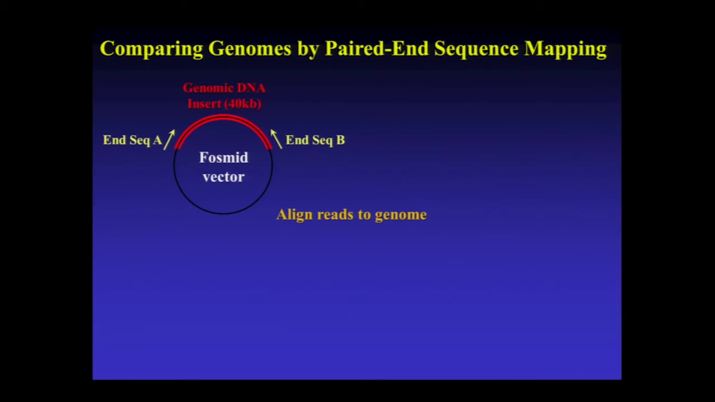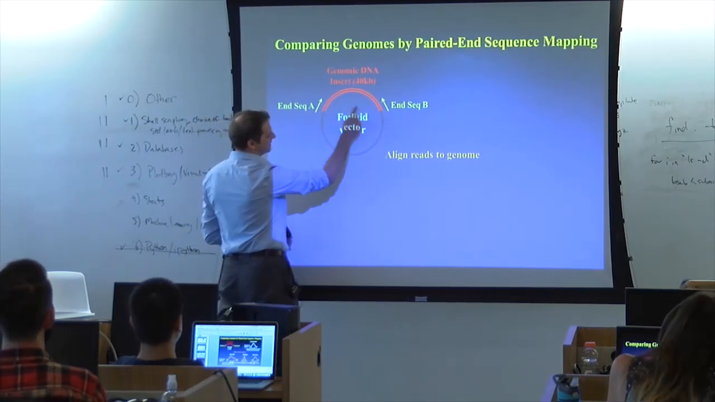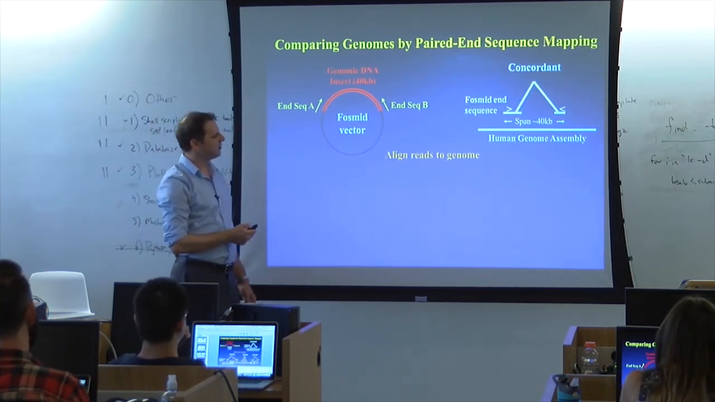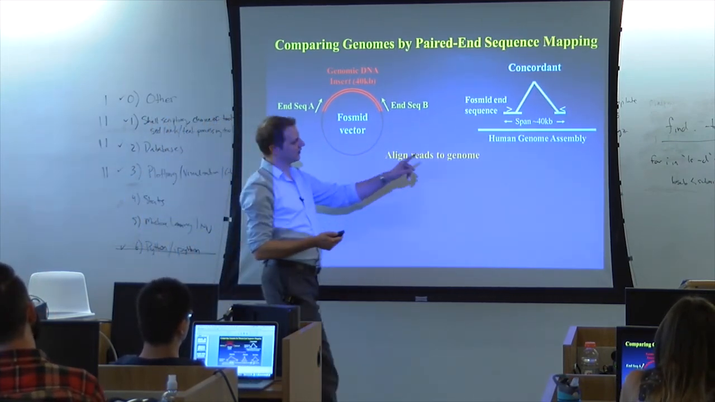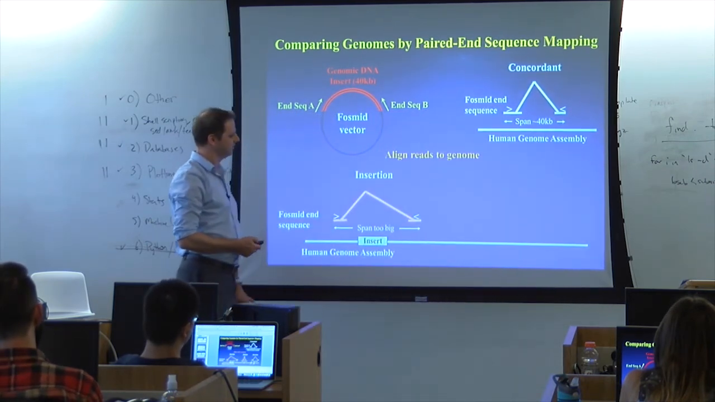So they would take somebody's DNA, chop it up into 40 kb pieces, and put it into these special vectors called fosmids, and you knew that the piece of DNA from that person you had was 40 kb in size. You'd then generate end sequences from your standard cloning vector, align those reads to the genome, and you expect those reads to all map a certain distance apart.